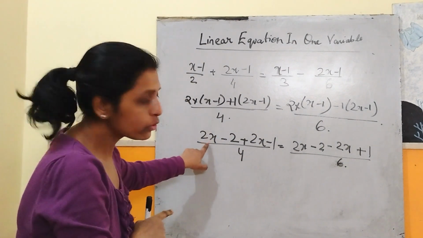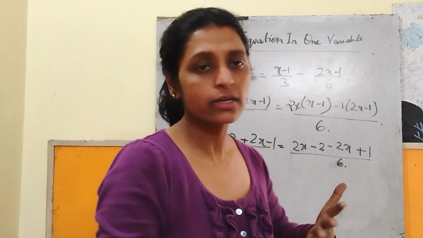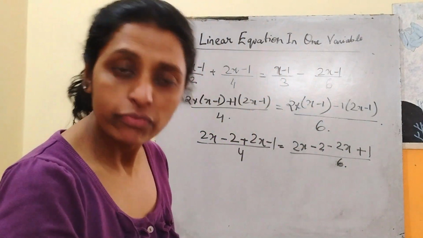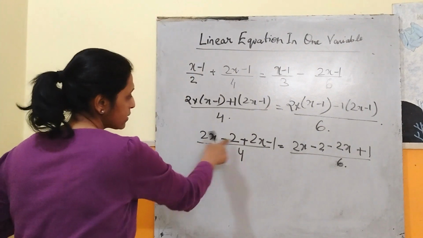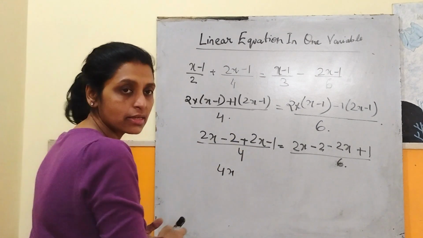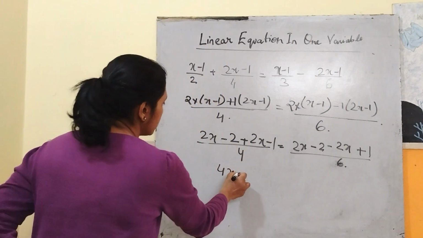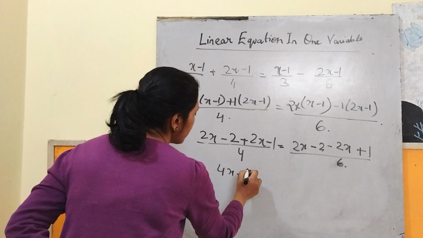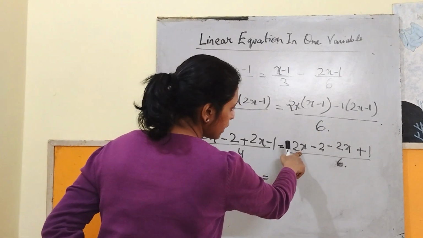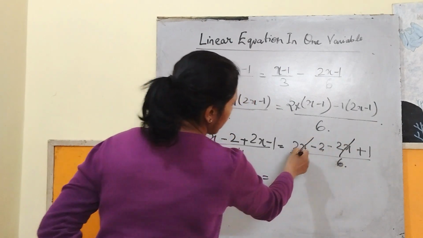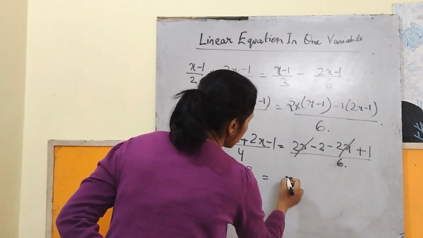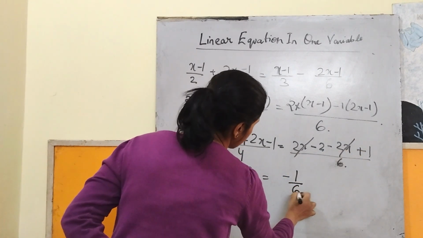Now we are going to add or subtract the like terms. We know that addition and subtraction can be done with like terms only. So 2x and 2x are like terms, so we can add 2x plus 2x, that equals 4x, and minus 2 minus 1 will become minus 3, upon 4, is equal to 2x minus 2x will get cancelled, and it will be minus 2 plus 1, which is minus 1, upon 6.